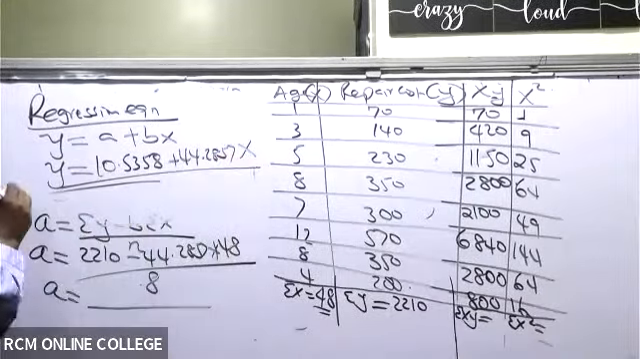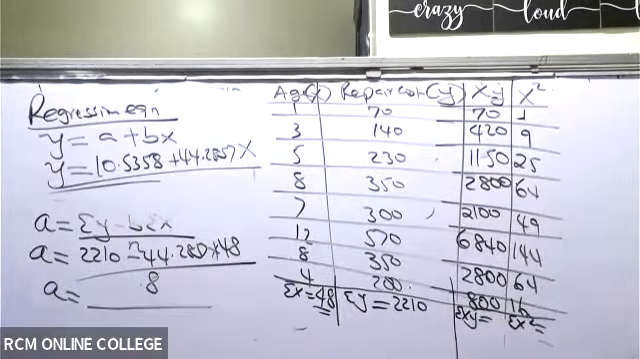So we must reach there. Once we reach there, then we have answered the first question. And remember, in this first question, or rather the second question, they want us to interpret the meaning of the coefficients.